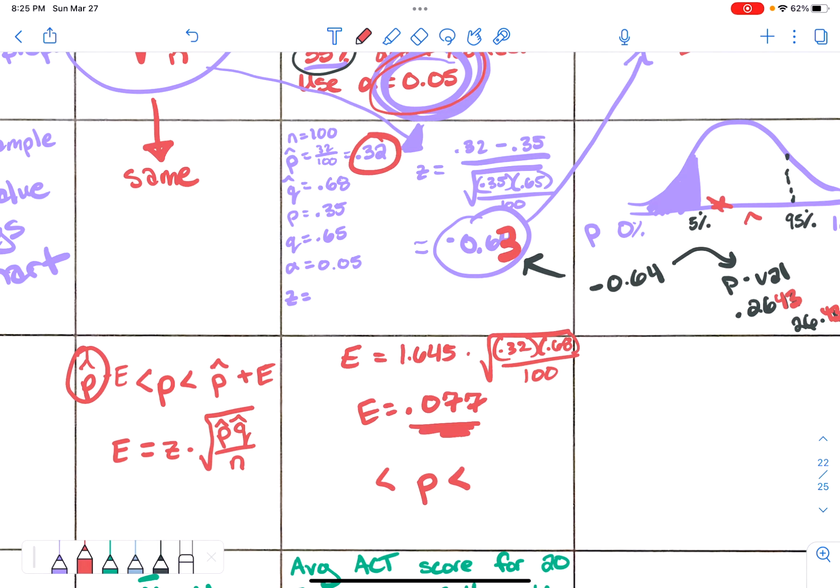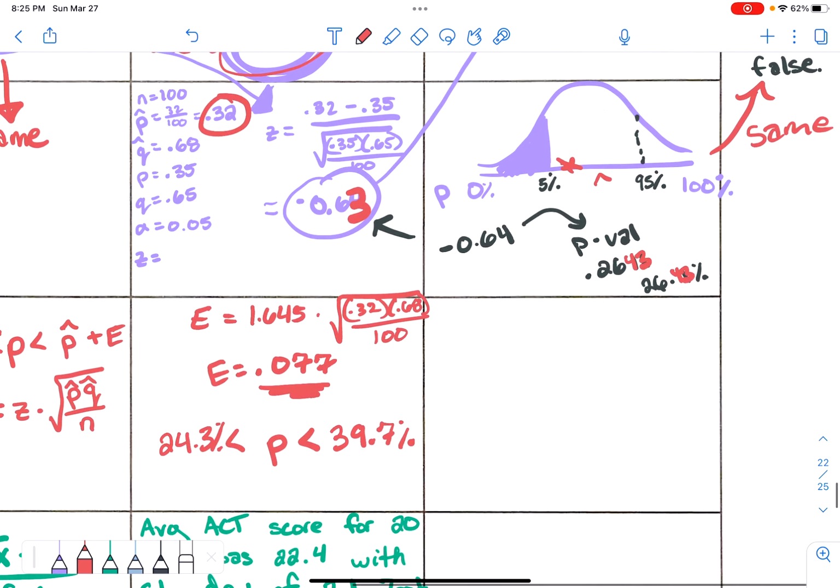So I'm going to take 0.32, and I'm going to subtract 0.077. And on the one side, I get 24.3%, and over here, I get 39.7%.